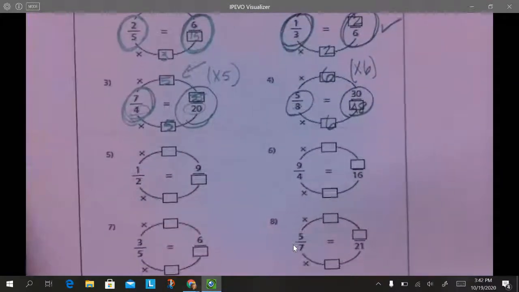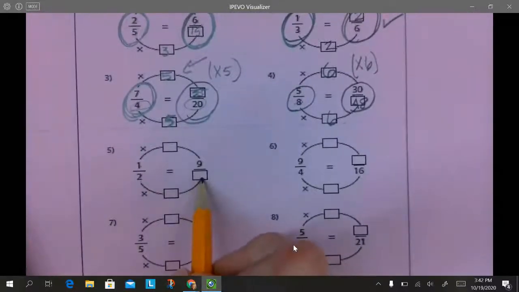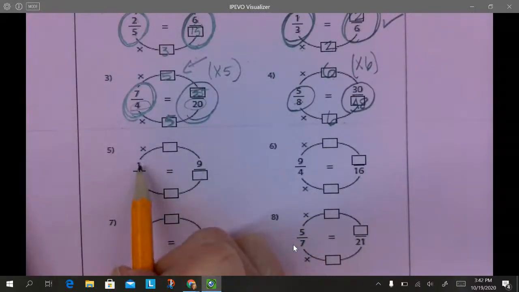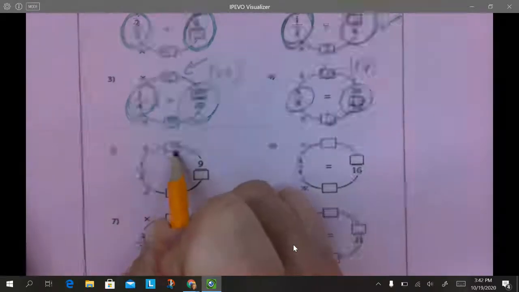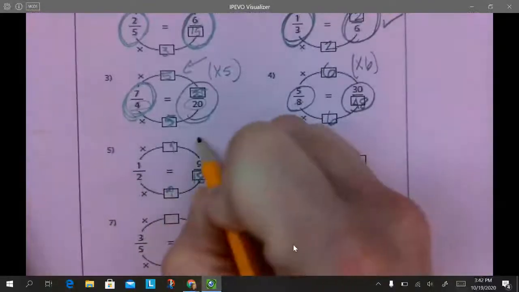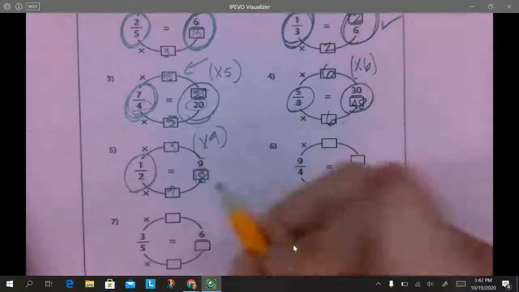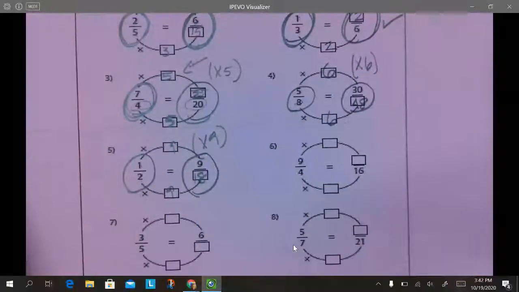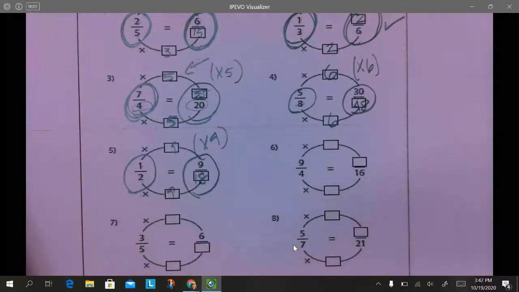Look at 5. You have 1 to 2 is equal to 9 over something. Well, in order to get that, you need to figure out what you increased it by. So 1 times 9 is 9. So 2 times 9 is 18. So you increased it 9 times. So 1 over 2 is equal to 9 over 18. Okay? You increased it by 9 times.